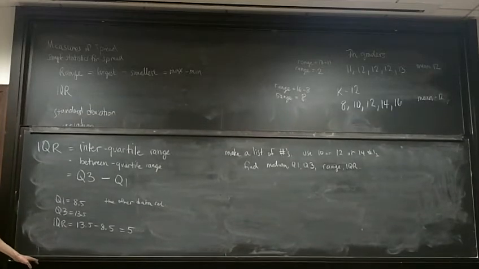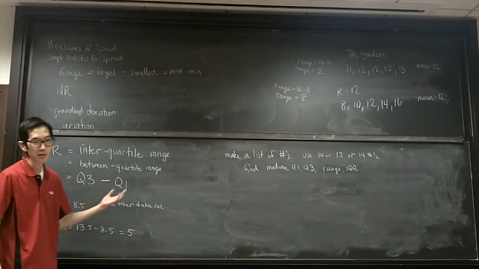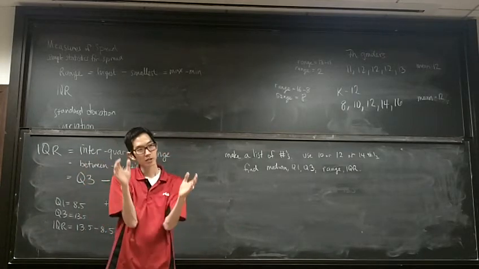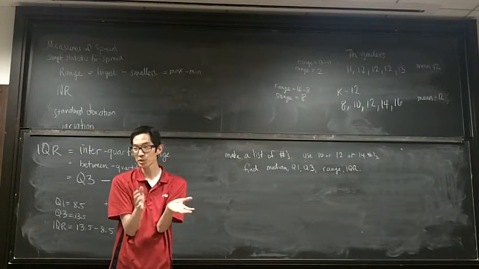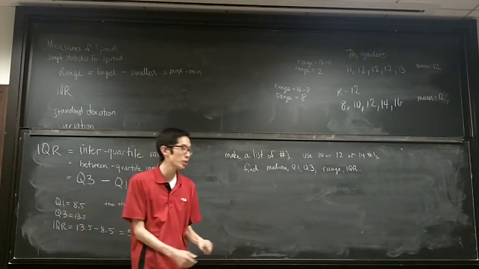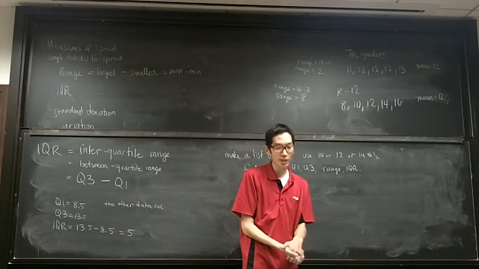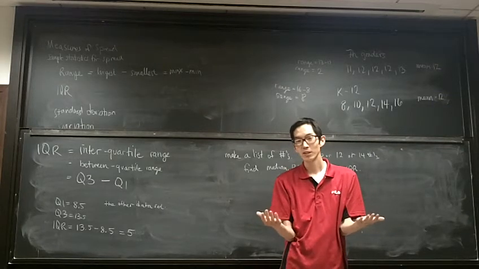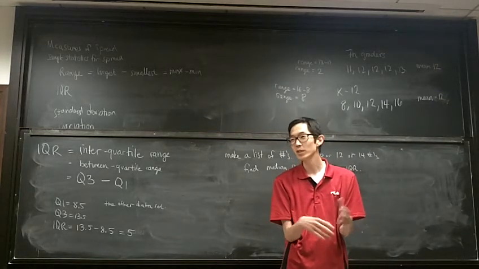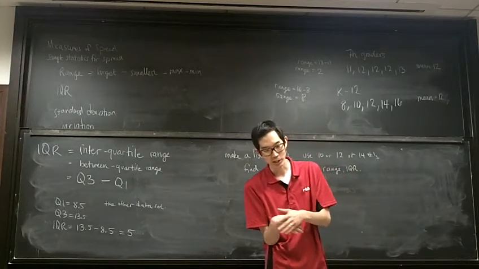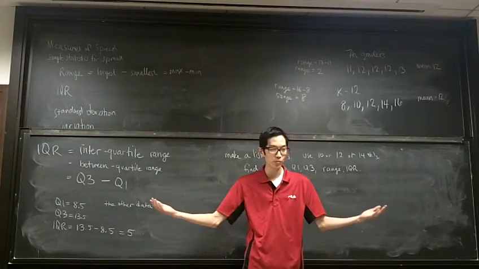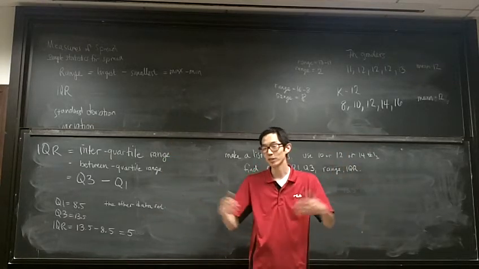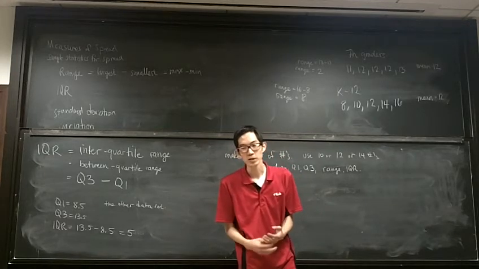So the IQR and the range, they tell us the spread of the data. They tell us whether the values are close to each other or if they're far apart. Okay? So the ages of seventh grade students will have a small spread. Within a certain grade, the ages will probably be very similar. But if you look at an entire school, the ages will have much more spread because you might have some young students and older students. The ages are more spread out.